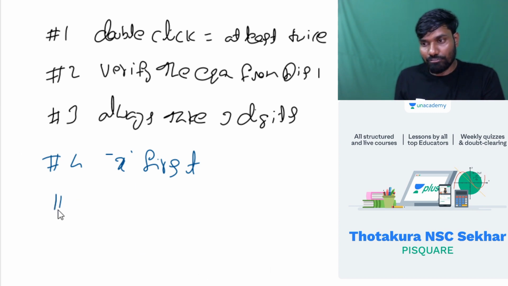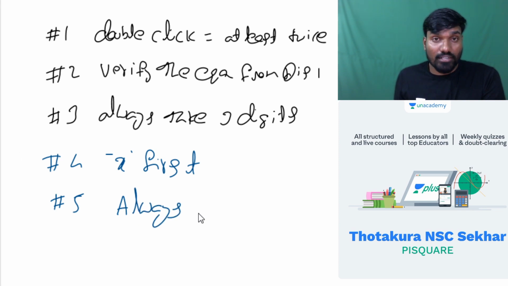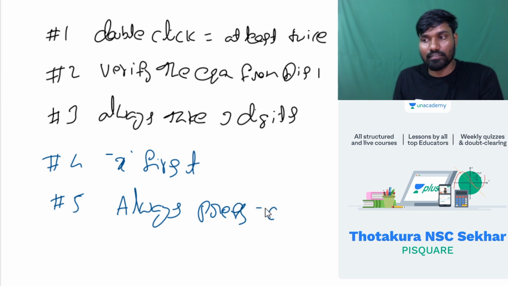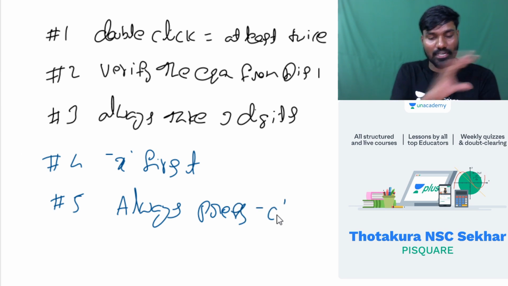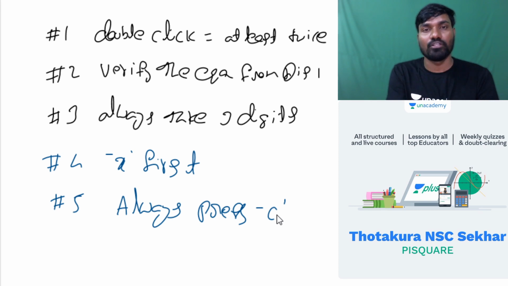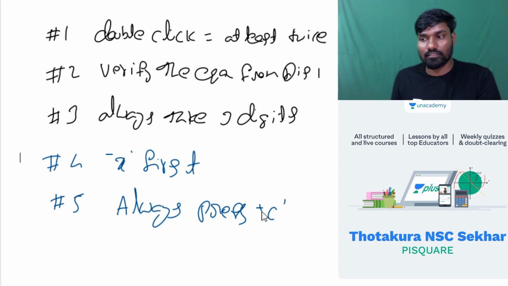Next, the fifth tip: always, before starting a fresh calculation, press C to clear it. When you're starting a completely fresh question, when you go to the next question, definitely clear everything. Press C always. This is the fifth tip. Keep all these five points in mind.